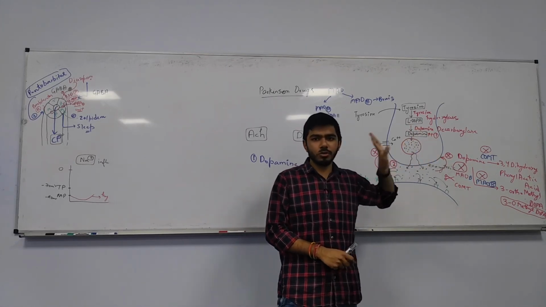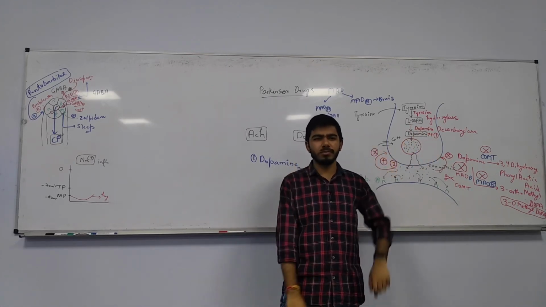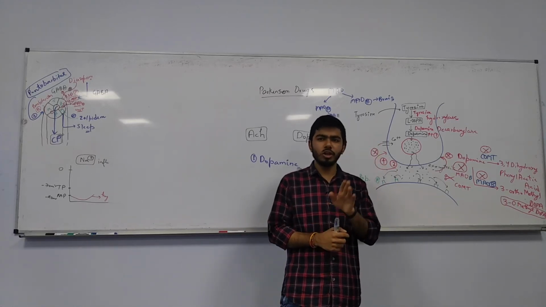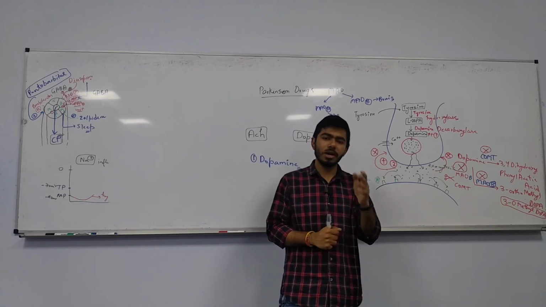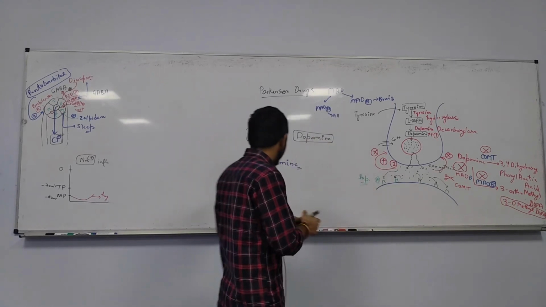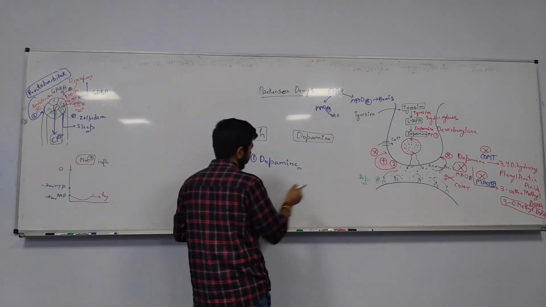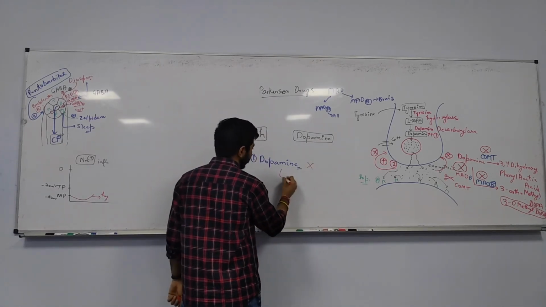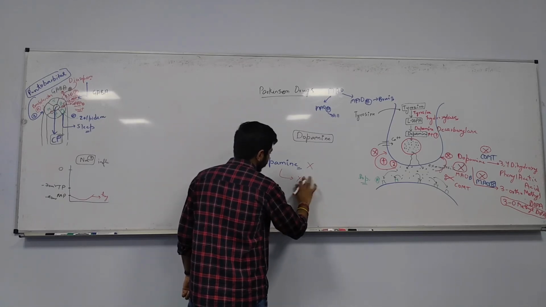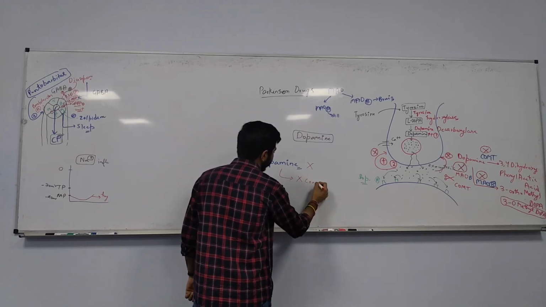Dopamine is not lipid soluble, and the blood-brain barrier is made up of lipid. Dopamine is not good lipid soluble, so you can't give it because it will not be able to penetrate the blood-brain barrier. So dopamine will fail in this situation, because it cannot cross the blood-brain barrier.